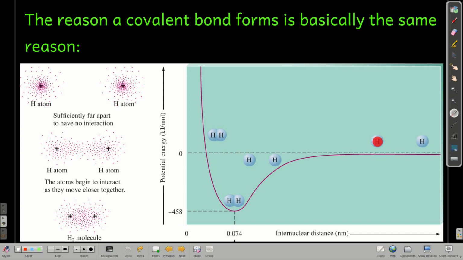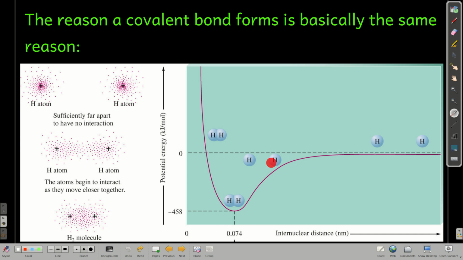As we bring them closer and closer together, the electron from this atom is going to see the proton from this atom. It's going to feel the effect through Coulomb's law, amongst other things. The electron here is going to feel the proton here, and they're going to lower the energy. This interaction will lower the energy of these two atoms, and the energy is going to go down. This axis, by the way, is potential energy, and it's going to keep on going down until it reaches some minimum. For hydrogen, that is 0.074 nanometers.